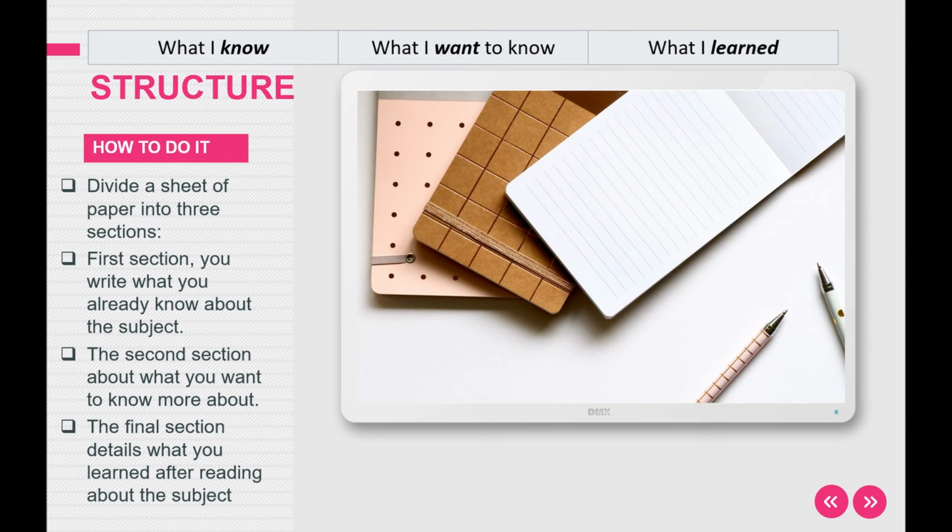And then the final section, you fill in once you've finished your study session. So the first section you can fill in at the beginning. The second section you can also fill in at the beginning. But the third and final one, you fill in after you've finished your study session. And you note all of the things that you've learned during this studying period.